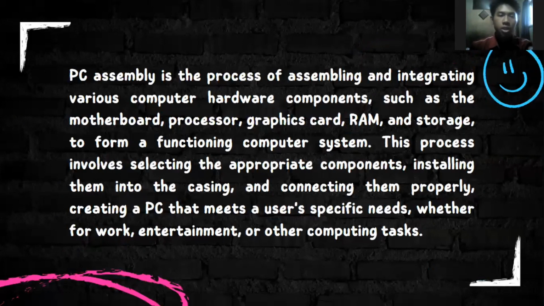PC assembly is the process of assembling and integrating various computer hardware components, such as the motherboard, processor, graphics card, RAM, and storage, to form a functioning computer system. This process involves selecting the appropriate components, installing them into the casing, and connecting them properly, creating a PC that meets a user's specific needs, whether for work, entertainment, or other computing tools.